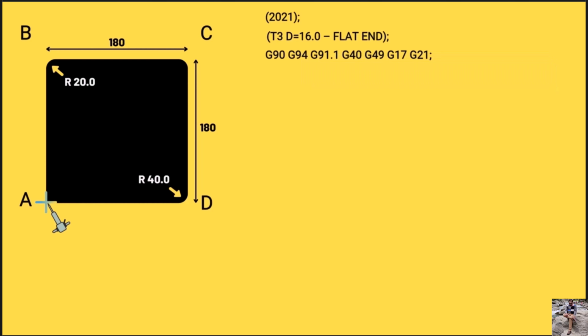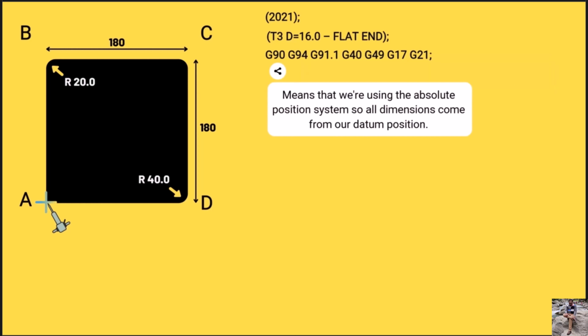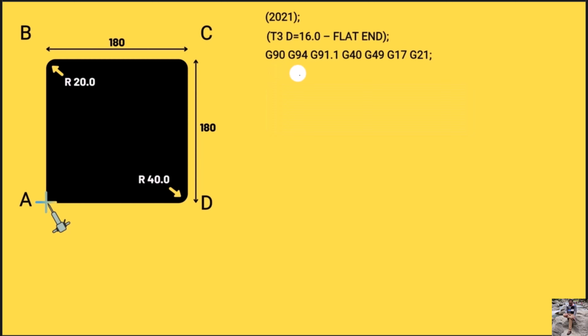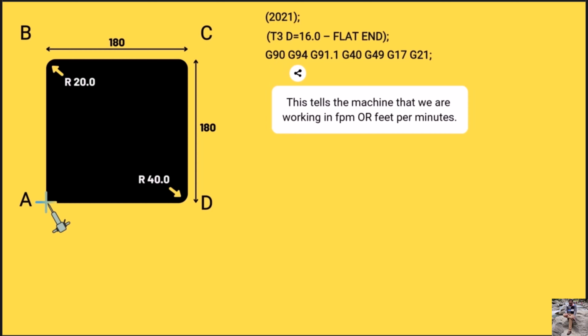Now, the first thing we tell the machine is G90, which means that we are using the absolute position system. So all dimensions come from our datum position, no matter where the cutter is or where we are going to take the cutter. Our next command is G94. This tells the machine that we are working in FPM, or feet per minute. This is how we control the machine cutting tool when we are actually removing material.